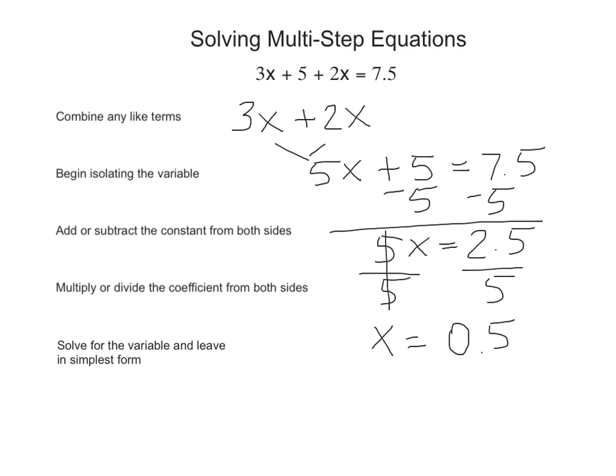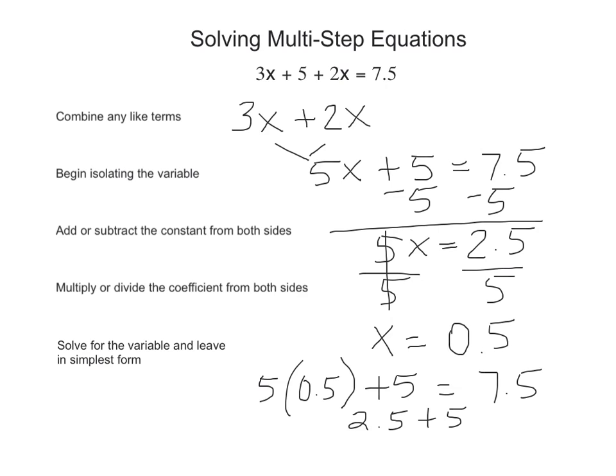We can check our work by evaluating this equation and substituting the half into our x. So that would be 5 times 0.5 plus 5. Does that give us 7.5? Let's see. 5 times half gives me 2.5. 2.5 plus 5. Yep, that gives me 7.5, and that checks.